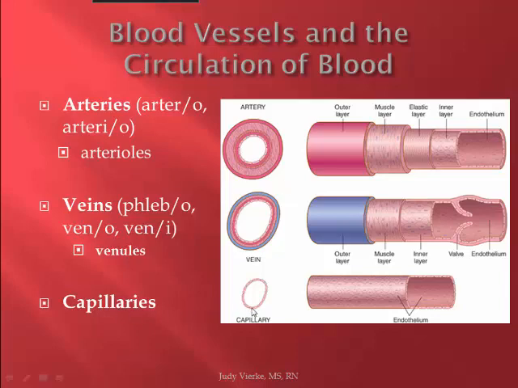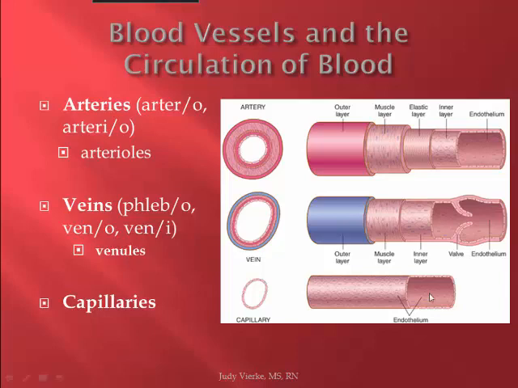Capillaries are small and they are single cell walls because this is where we're going to have the exchange of oxygen and nutrients to the cells. So the oxygen and the nutrients that the blood has been carrying is going to diffuse out to the cells or the tissues, and the waste products or the carbon dioxide that are at the tissues are going to come into the capillary to be carried back to the heart and the lungs to get rid of.